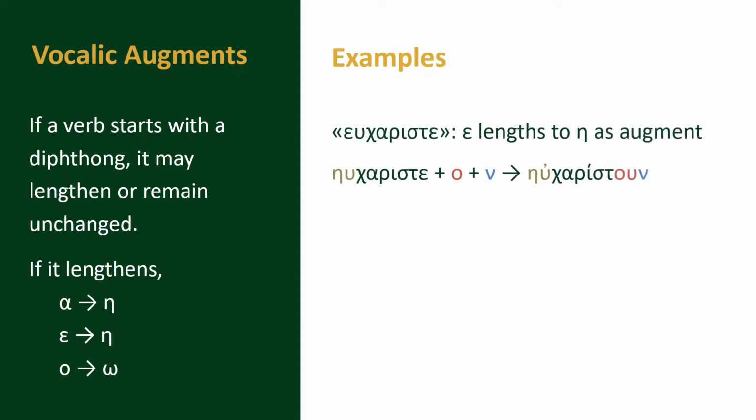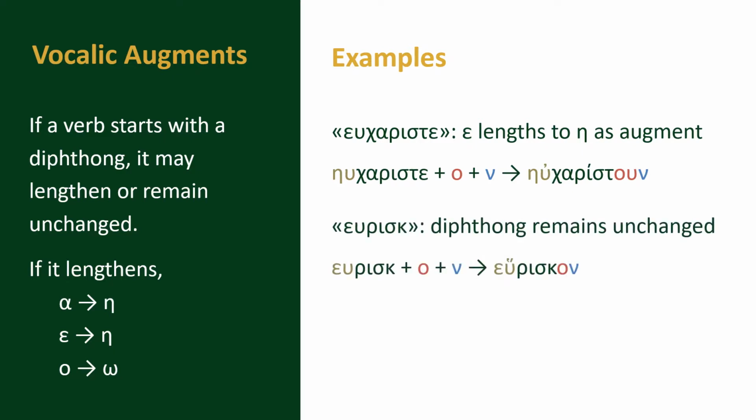Let's begin with the verb eucharisteo, which means I give thanks. It begins with the diphthong epsilon upsilon. Epsilon lengthens to eta as a vocalic augment. Thus we get eucharist, and we add the connecting vowel omicron and the personal ending nu. Epsilon omicron are going to contract to form ou, and that's going to give us eucharistoun. I was giving thanks. So eucharisteo is an example of a verb in which the diphthong does lengthen.